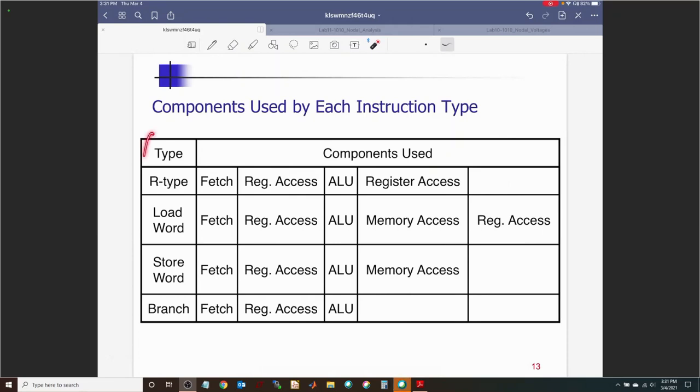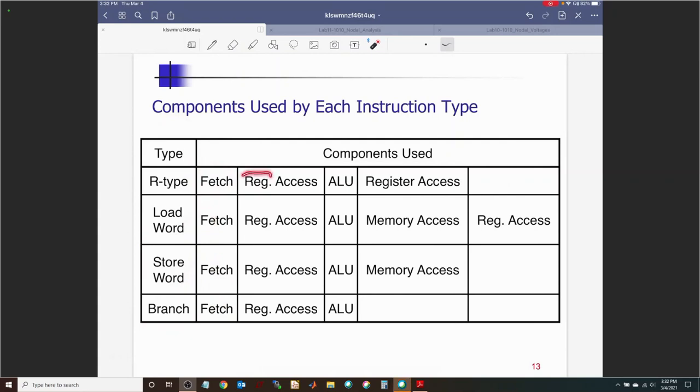On the left column over here, you have R type, and then a few I type instructions: load word, store word, and branch. You have what are the components being used. You need a fetch component. Fetch meaning instruction fetch. Yes, of course, I need to do instruction fetch for all of them. So that step is going to be there regardless.